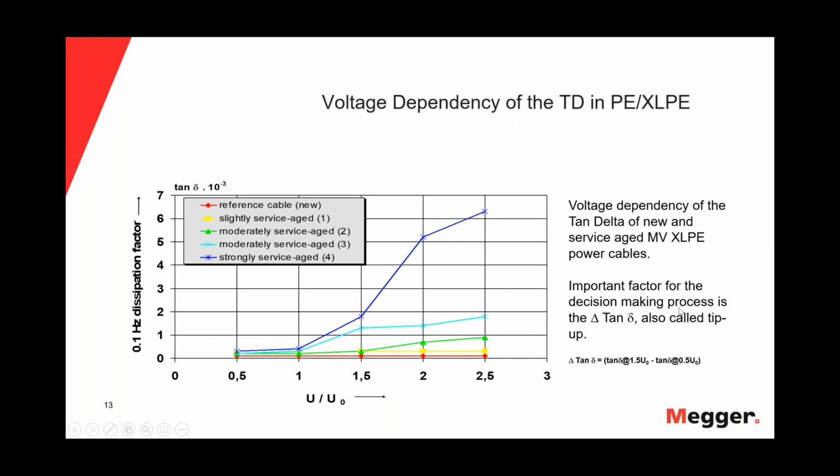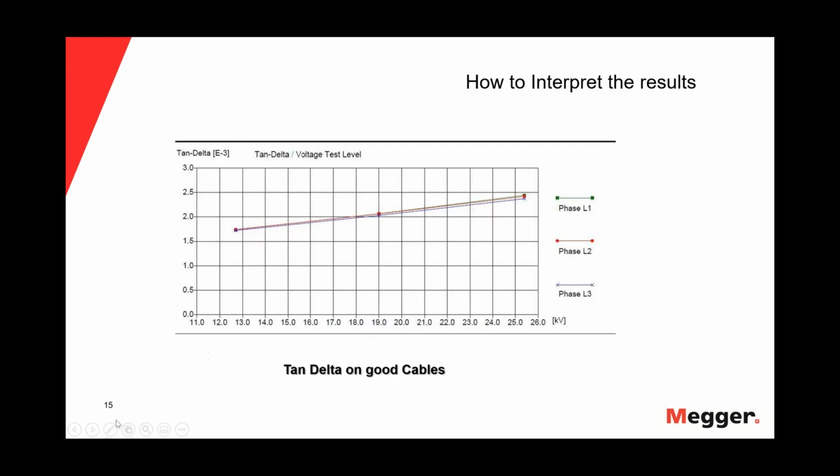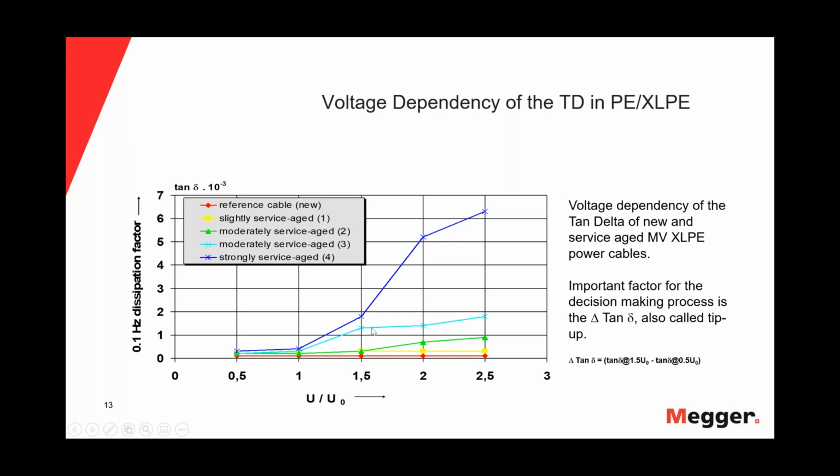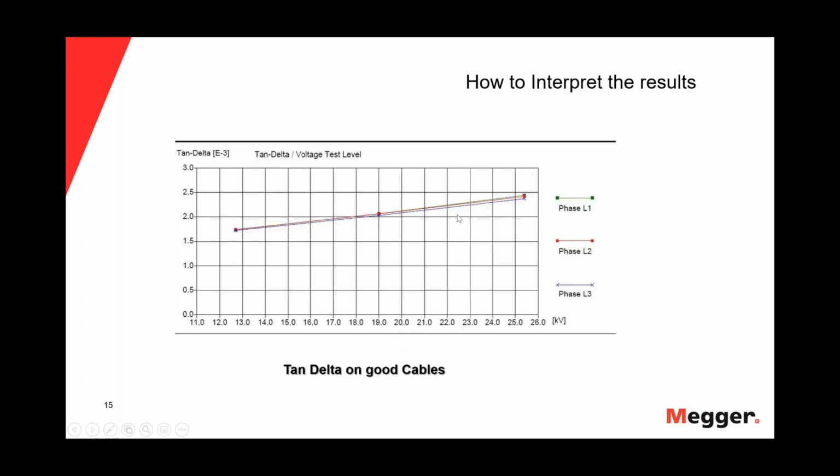An important factor for the decision-making process is the tan delta, also called tip-up. If you look here at this 1.5 times of this aged cable, you can see a dramatic jump up from the new to the moderate to the slightly service aged. And this is where those values come into play. So there we go. How to interpret results.